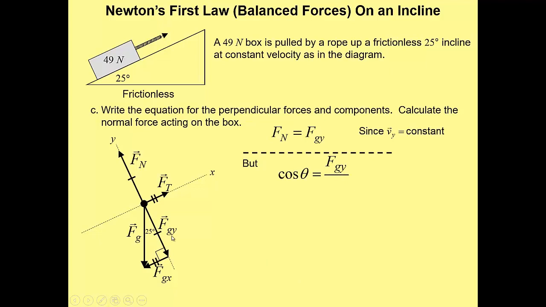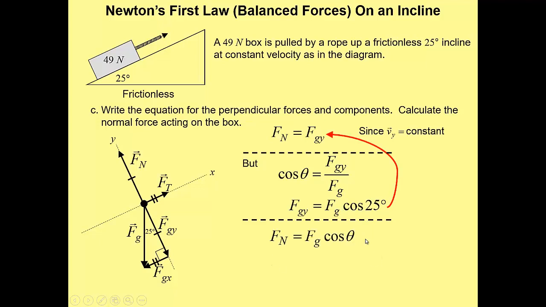So cosine is adjacent side over hypotenuse. Move this to the other side. It's hypotenuse times cosine of the angle. F_g cosine 25 degrees. Plug in our numbers. 2 sig figs, 2 sig figs. We have a normal force of 44 newtons.